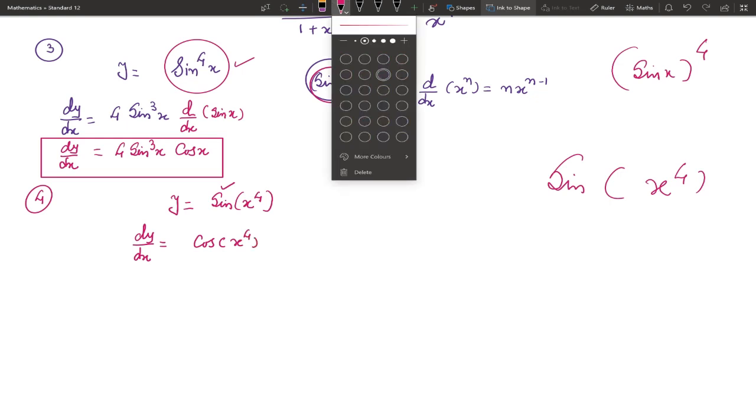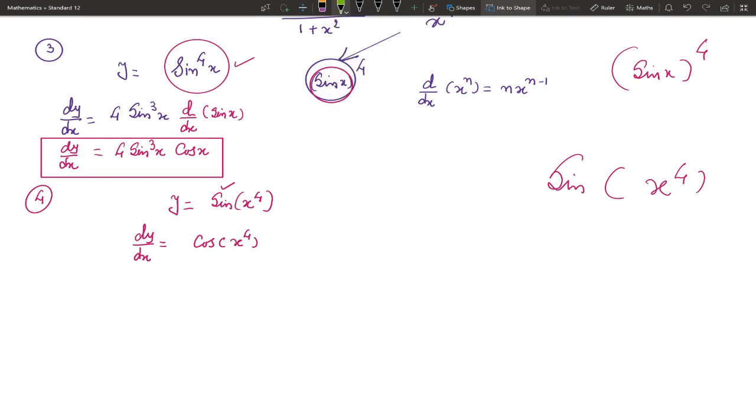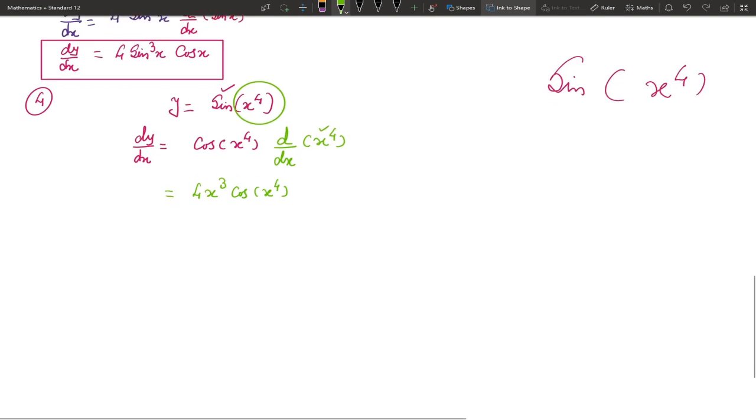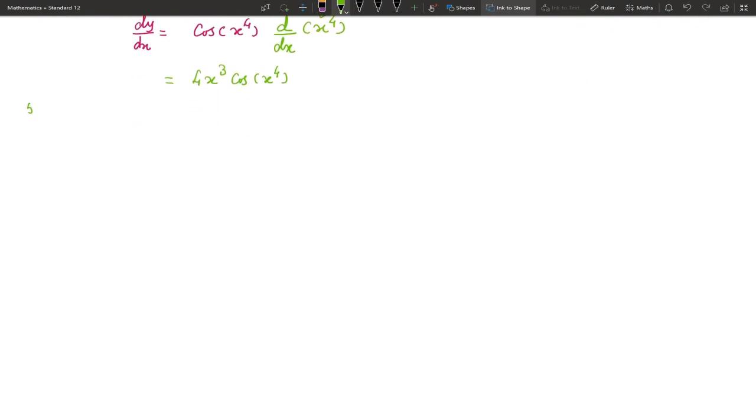But you can observe inside, in place of x, it is a function of x. So by chain rule we have to multiply by d by dx of x raised to 4. So now the final answer is the derivative of x raised to 4, using the formula d by dx of x raised to n. It is 4x cube cos of x raised to 4. We take more examples to learn this chain rule.